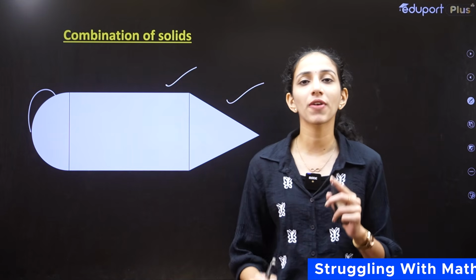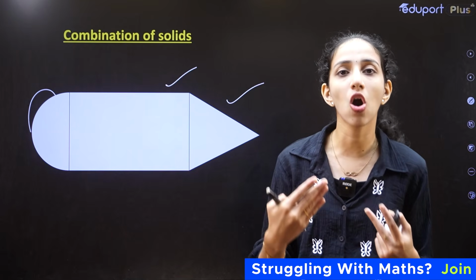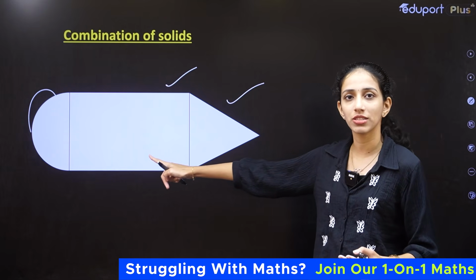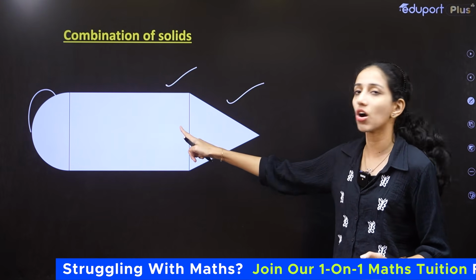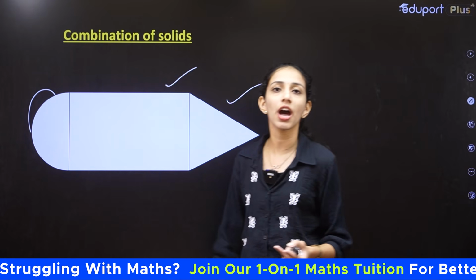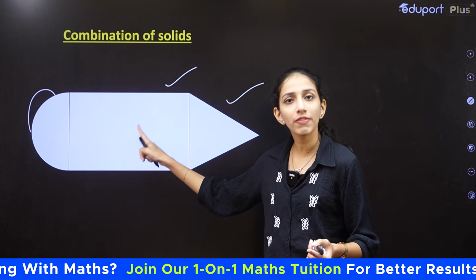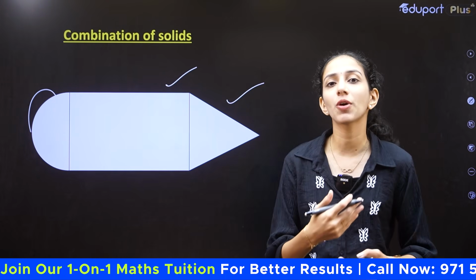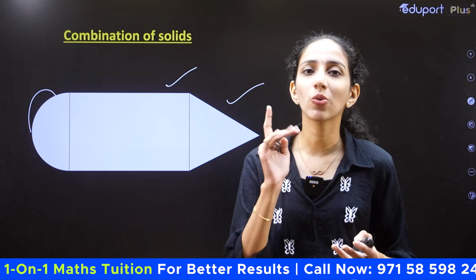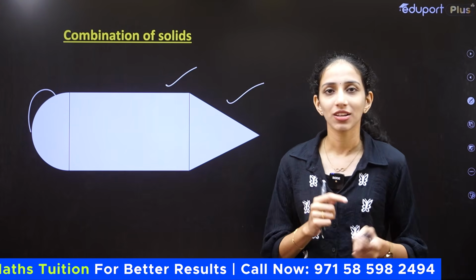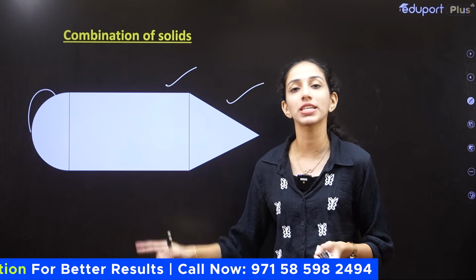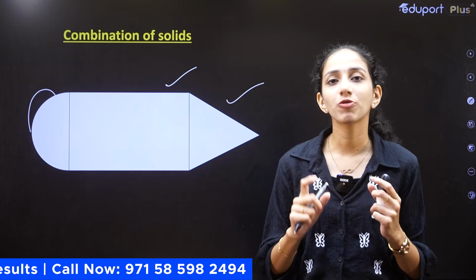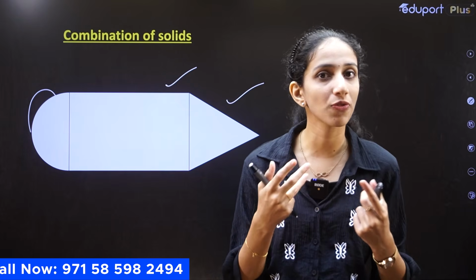Okay, so if you want to find out the total surface area of the combination of solids, just add the curved surface areas of all these solids. So the total surface area of this solid is equal to curved surface area of hemisphere plus curved surface area of cylinder plus curved surface area of cone. Okay, then what about the volume? Yes, while considering volume, you add the volume of each solid, that is volume of hemisphere plus volume of cylinder plus volume of cone. So that is the difference between finding the volume and the surface area of a combination of solids.